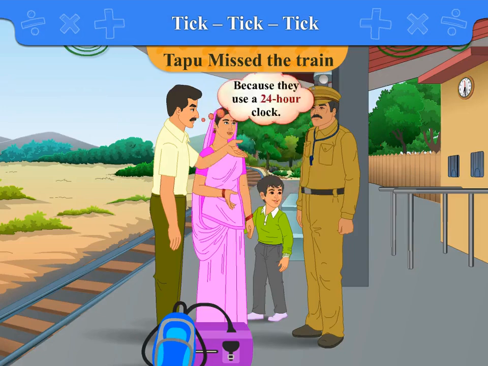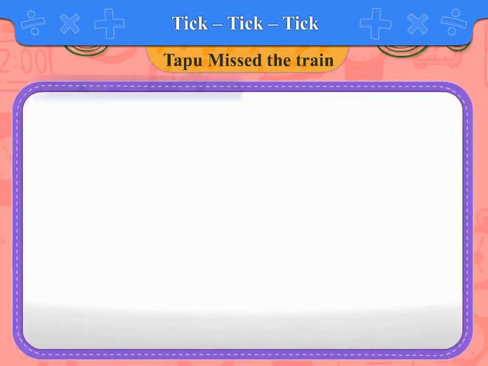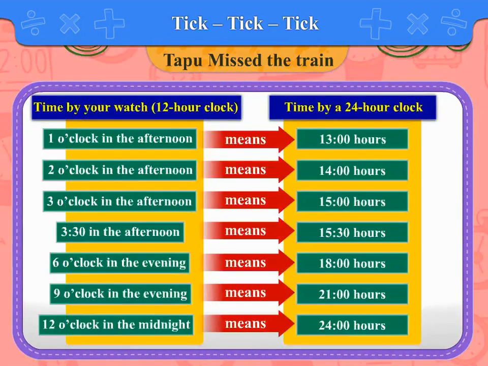Why? Because they use a 24-hour clock. Look at this chart. It tells the difference between your watch and a 24-hour clock. Try to complete it. Time by your watch, 12-hour clock. Time by a 24-hour clock.